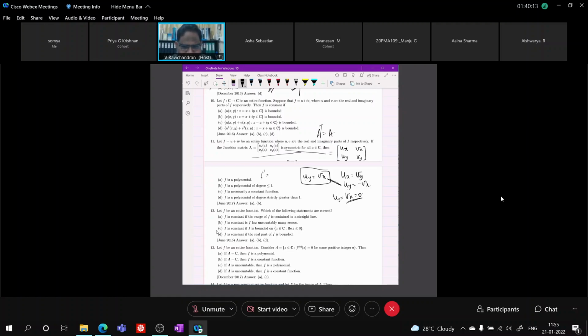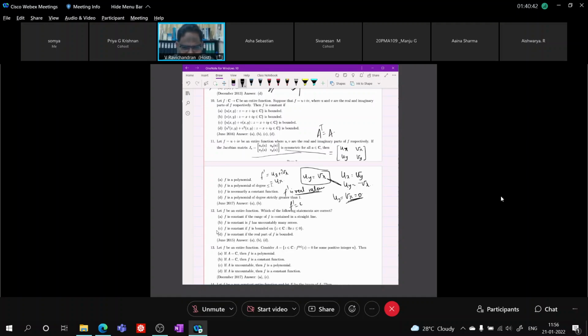What will be f dash then? F dash will be something like Ux plus i times Vx. We have written four formulas, and one of the formulas is this. Vx being 0, it will become Ux. So f dash is real valued. F dash is a real valued analytic function. What are the real valued analytic functions? That means the imaginary part of this analytic function is 0. That means f dash should be constant.